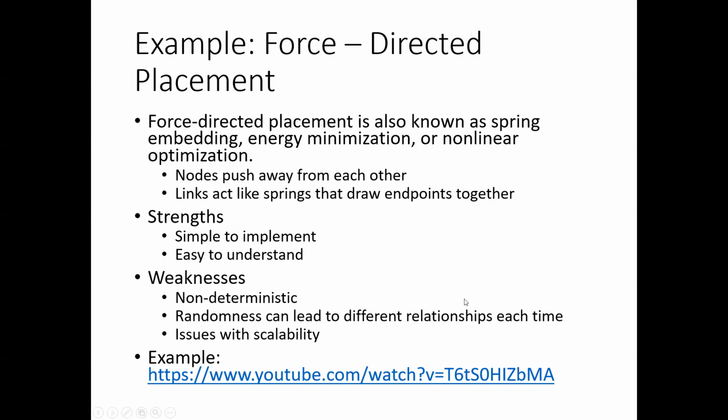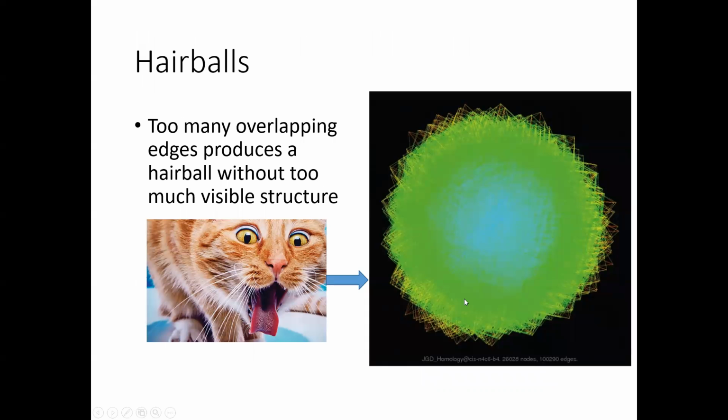The other thing to be careful of is hairballs, and too many overlapping edges produce a structure called a hairball without too much visible structure. Here we can't really see what's going on. I can't really see the connections outside of the very far edge of the graph, but inside we would just assume that most things are likely connected to one another. And this is really, really difficult to form any type of conclusions with. So, we don't want too many of these overlapping edges, and we have to be careful as to how many links we're showing.